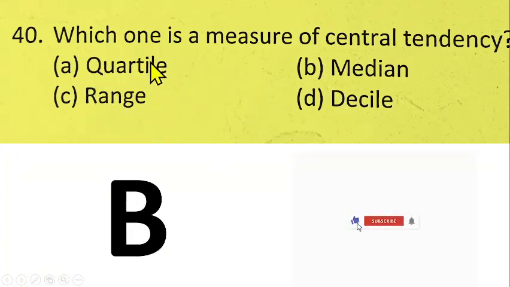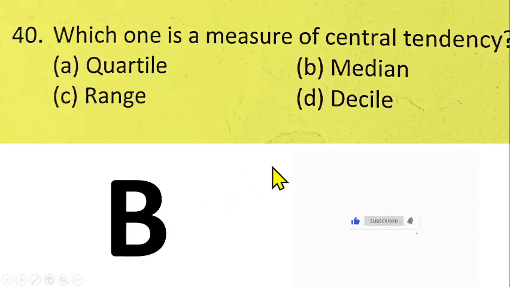That is for measure of dispersion: range, measure of dispersion, density. That is cumulative frequency, or give for density. So that means option B is the correct option for question number 40.